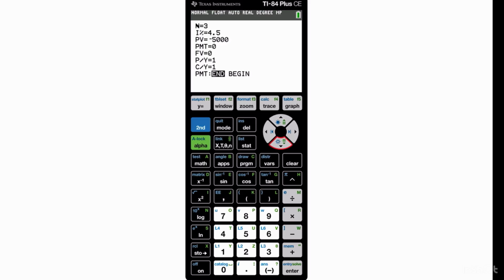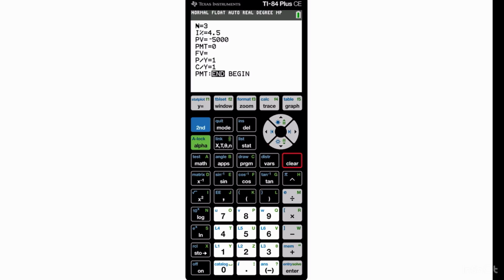PMT is periodic payments, which we're not making right now. Those would be examples like you're making a car payment every month of $600, or perhaps you're paying your mortgage every month for $2,000. But in this case, we don't have it. We're just investing. So leave PMT alone. Future value is what we're looking for, so we're going to leave the 0 there.